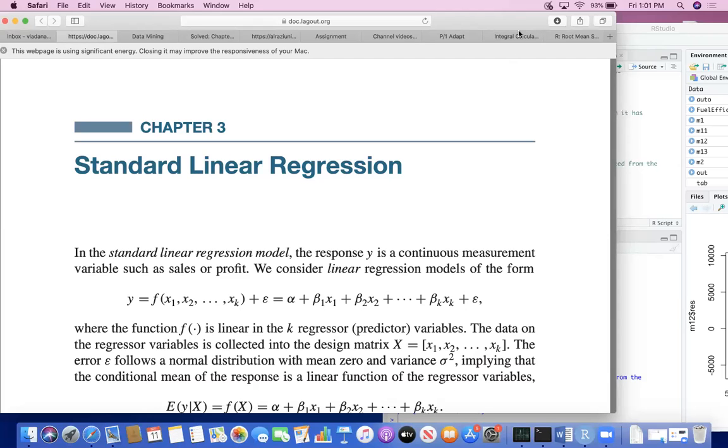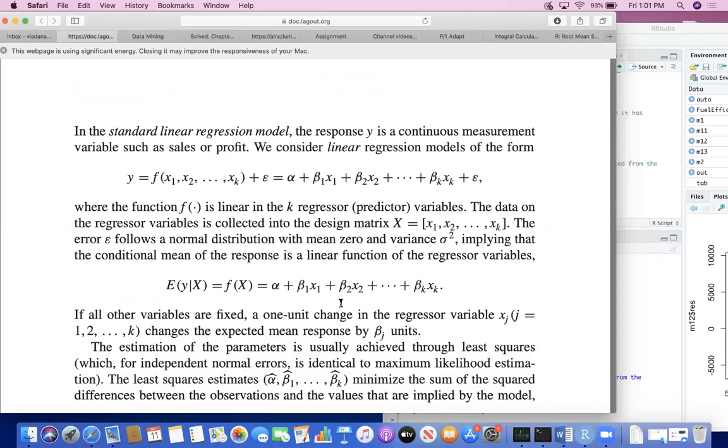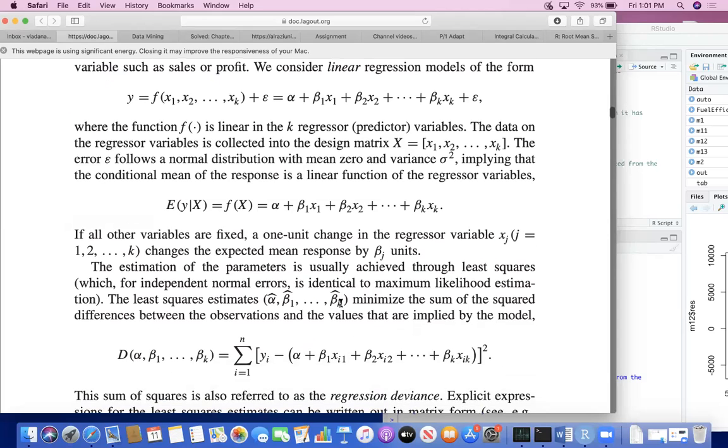We will start with Chapter 3, Standard Linear Regression. In the standard linear regression model, the response y is a continuous measurement variable. We consider linear regression models of the form y equals f of x1 through xk, which is linear in the k regressor predictor variables, plus the error term, which is equal to alpha plus beta 1 x1 plus all terms through beta k xk plus the error term.